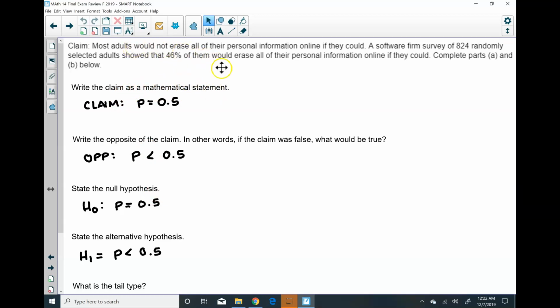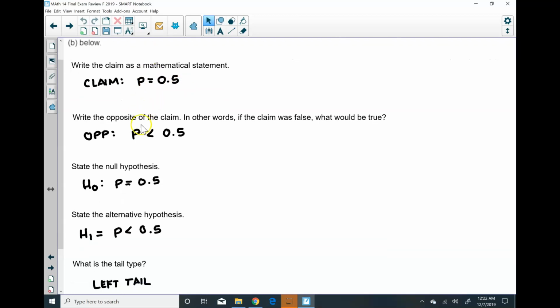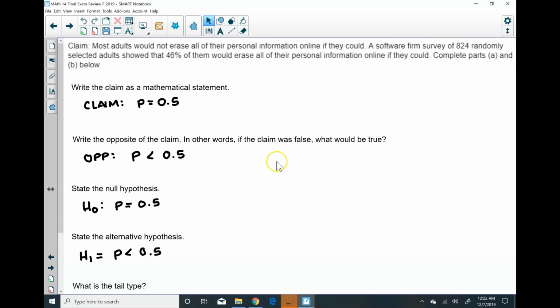Now, since this is a proportion, the claim is stating that most adults would not erase all of their personal information online if they could. So there's no number associated with the claim. Therefore, the claim would state that p would equal 0.5, because you're talking about most adults. Now, writing the opposite of the claim, in other words, if the claim was false, what would be true? Therefore, you would say that the opposite of the claim would be p is less than 0.5.